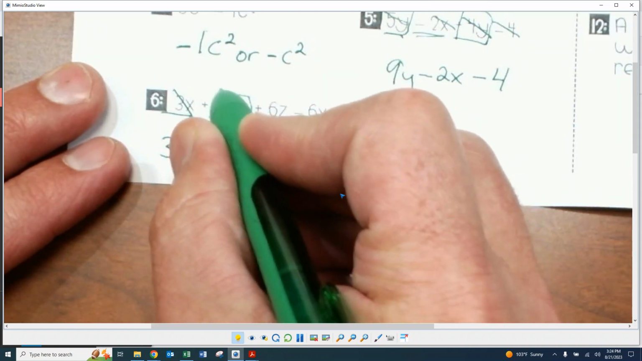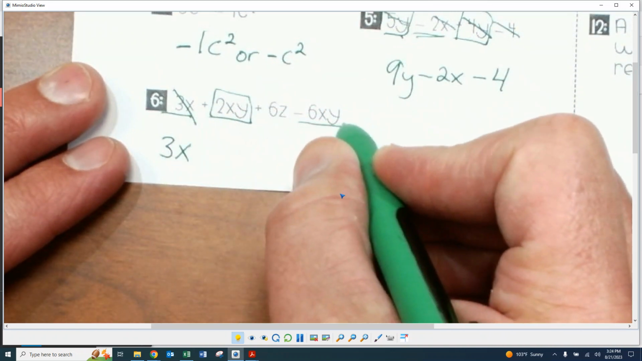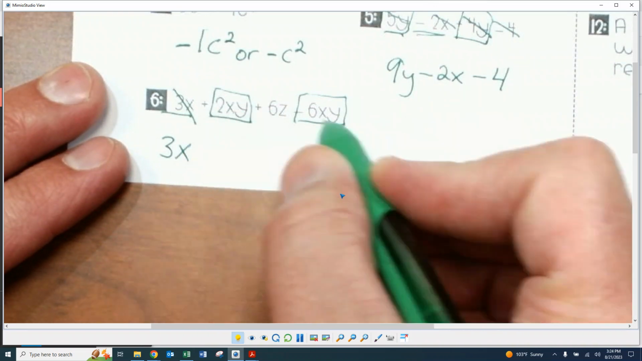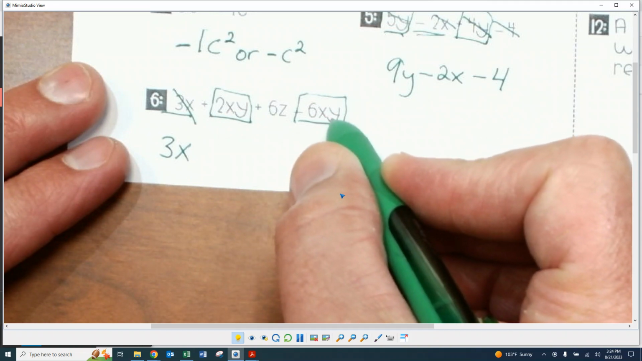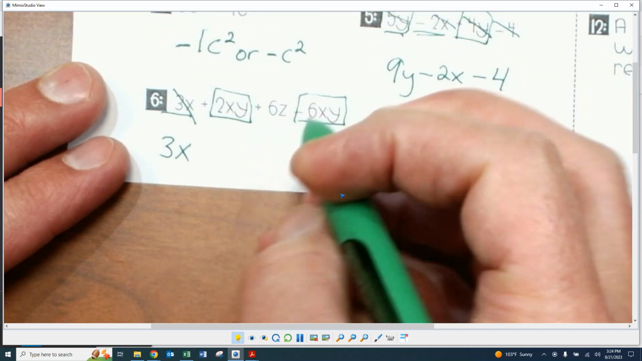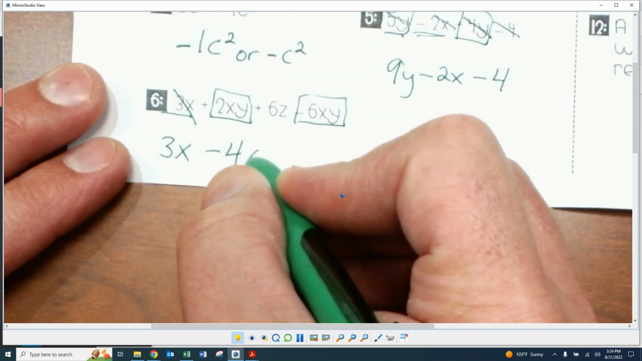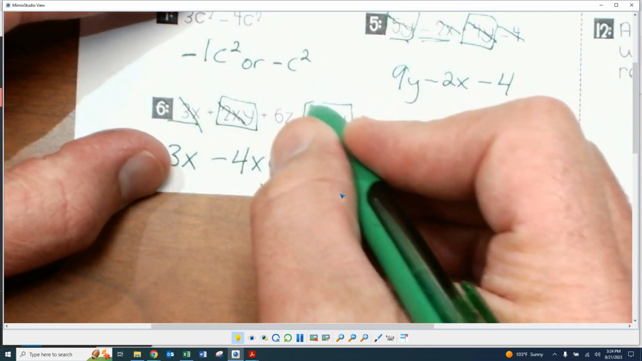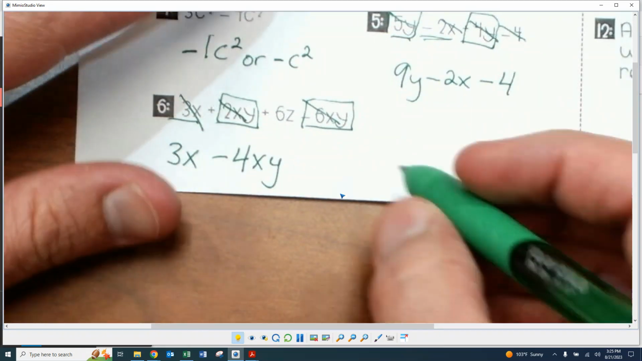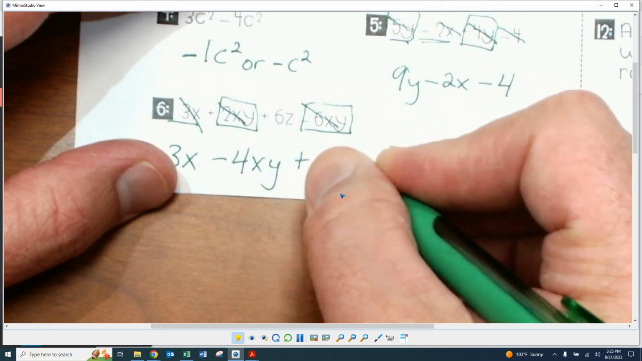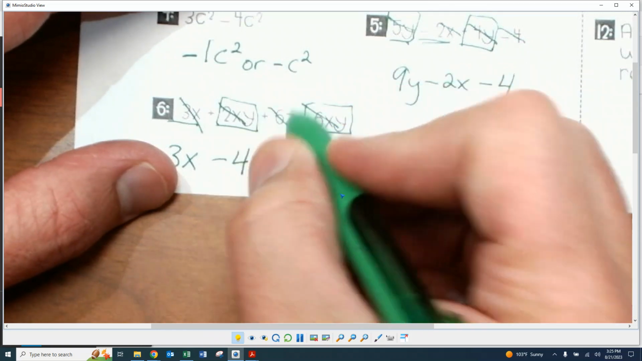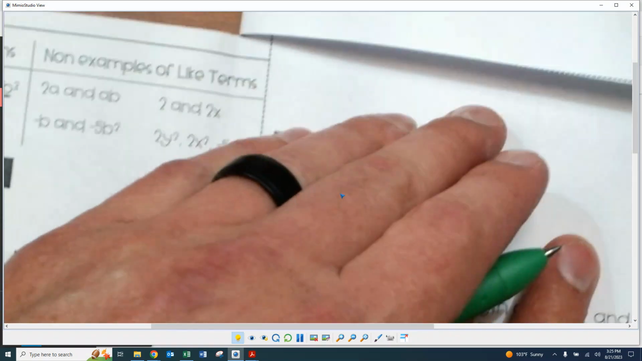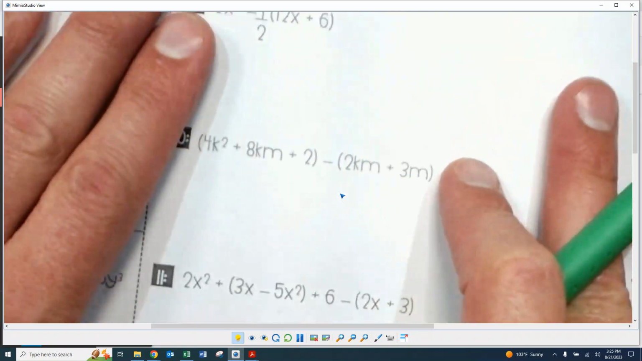Here I have 2xy. And over here I have negative 6xy. So what I can do is I can take this 2xy and subtract 6xy from it. 2 minus 6 is negative 4. And then the xy joins along. What's left is 6z. Nothing can combine with the term 6z, so I'm just going to bring it down. In our practice problems, I'll go ahead and do a couple for you.